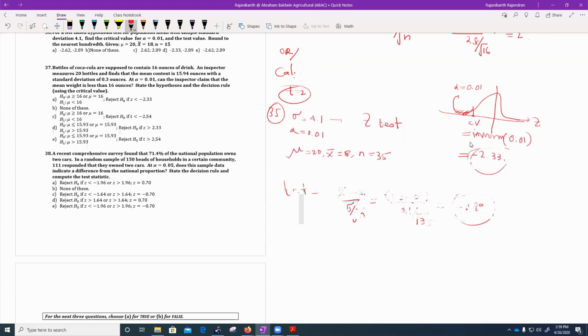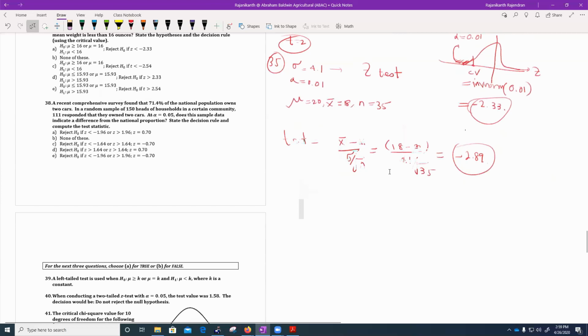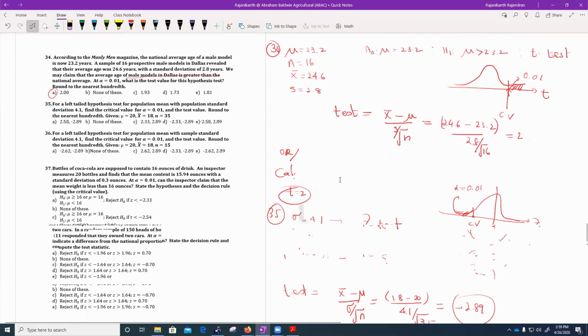Okay, or you could use the calculator for the z-test. Okay, so therefore, where's my answer? Negative 2.33 and negative 2.89. So it's going to be choice D, right? So that is choice D.